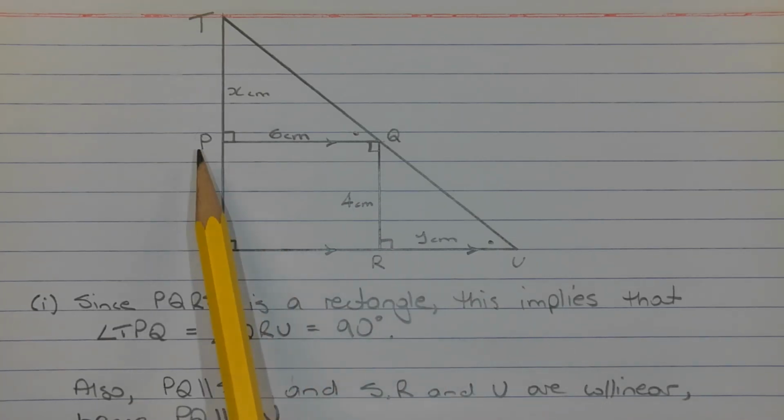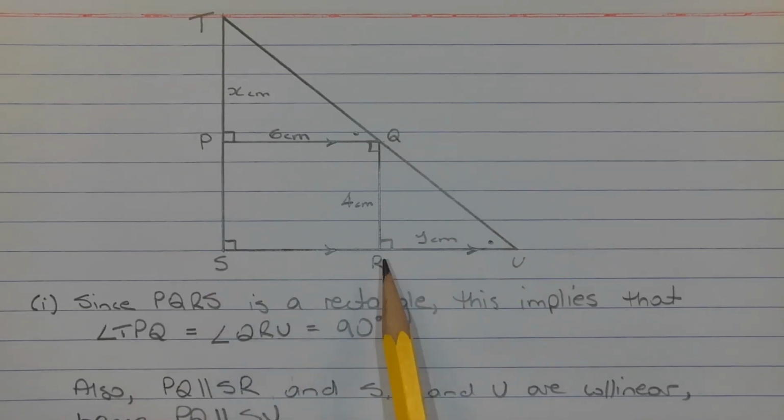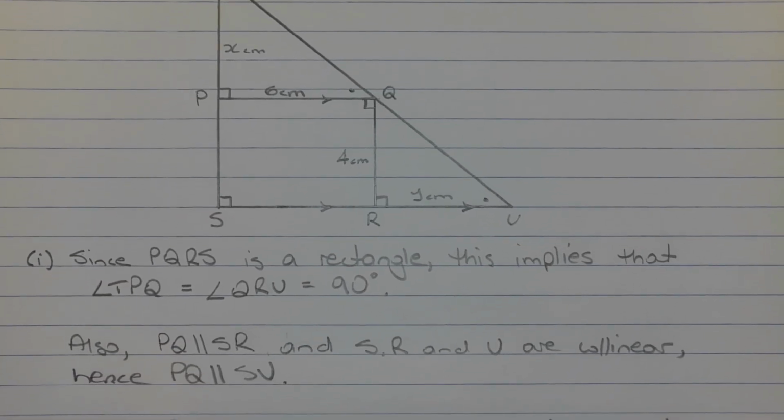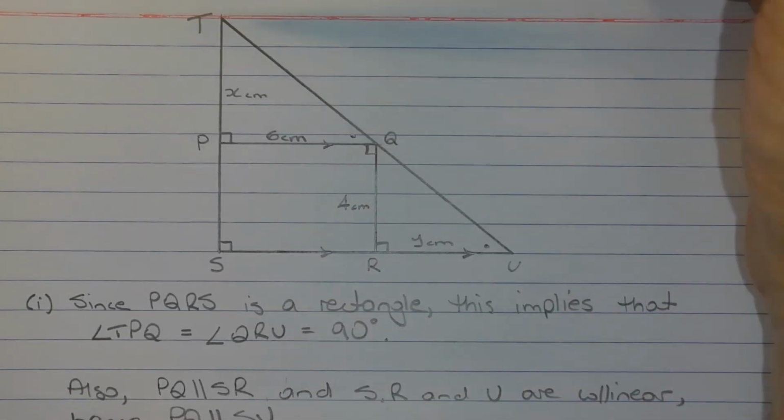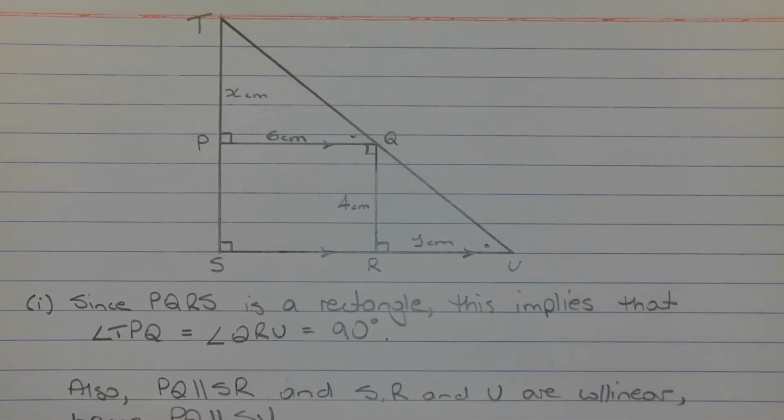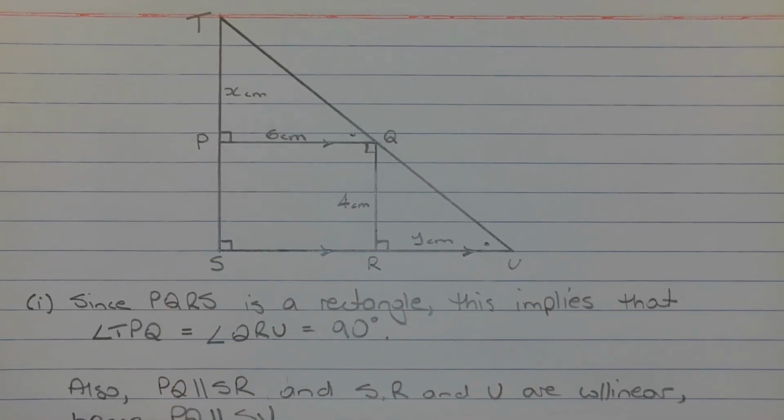Now also, PQ is parallel to SR, since opposite sides of a rectangle are parallel. Now S, R and U are collinear, so this means they lie on the same line. So by extension, PQ is parallel to SU. So here's PQ and here is SU. This means that TQU, or just TU, is a transversal on parallel lines PQ and SU.